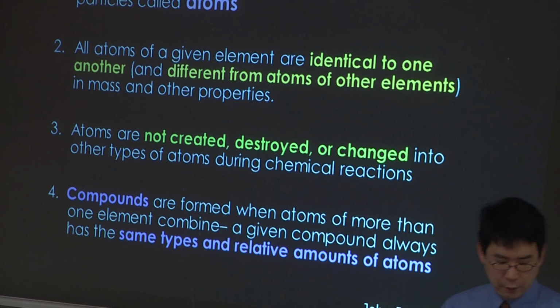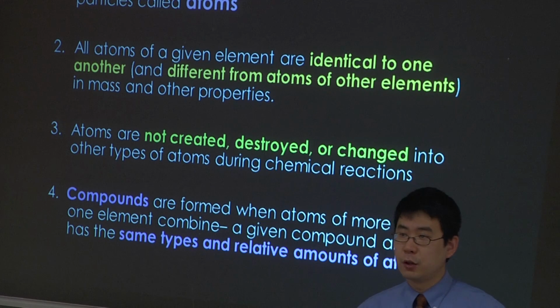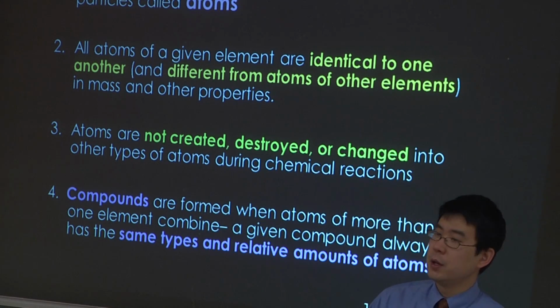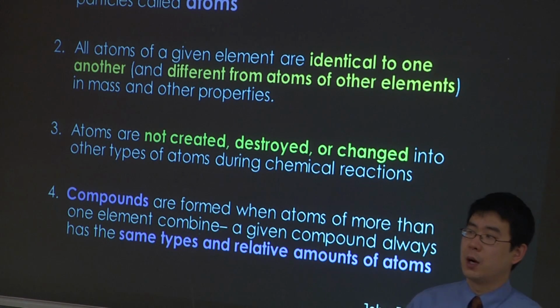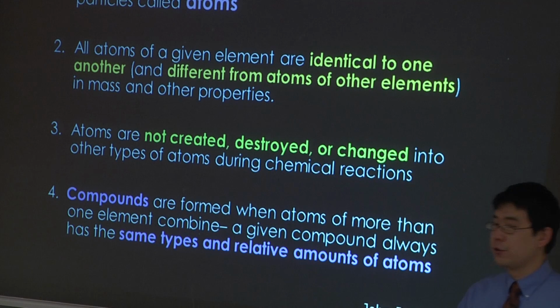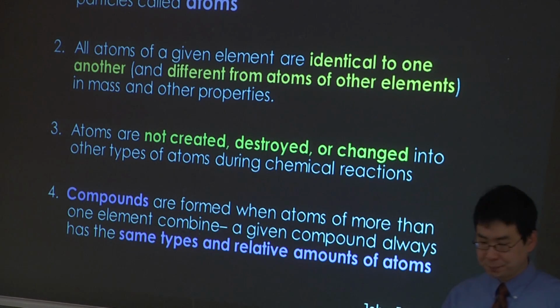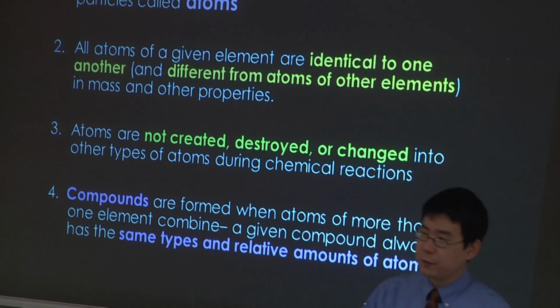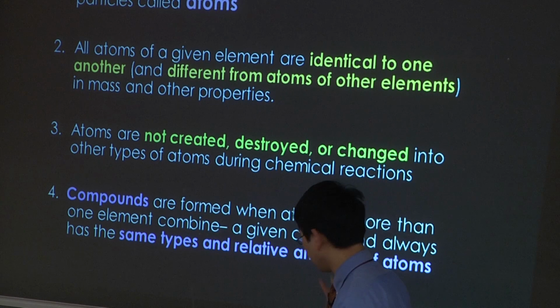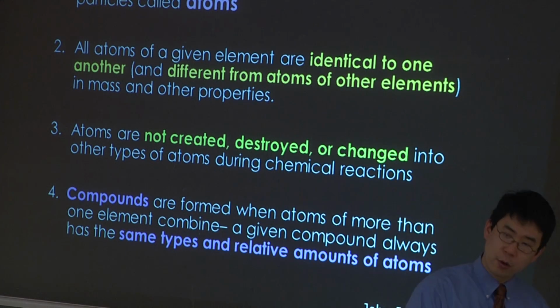So this is the theory, right? Dalton did a bunch of experiments and he made some conclusions, and he developed a model that seemed to explain the results of his experiments. Now, other people have done further experiments after Dalton, which tell us more about atoms, and we'll get into some of them.